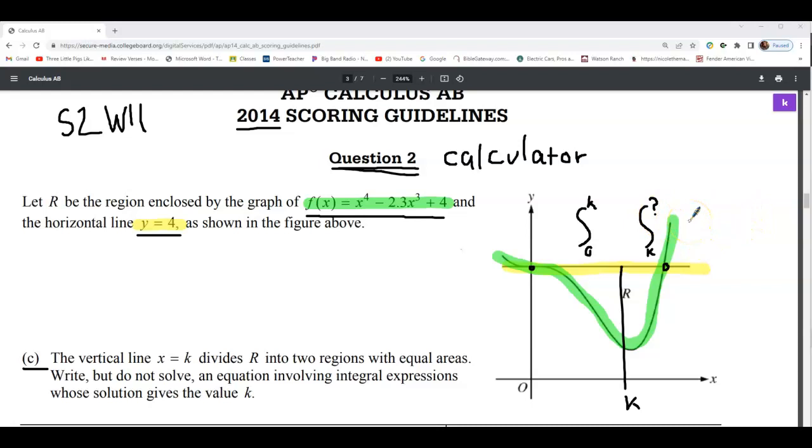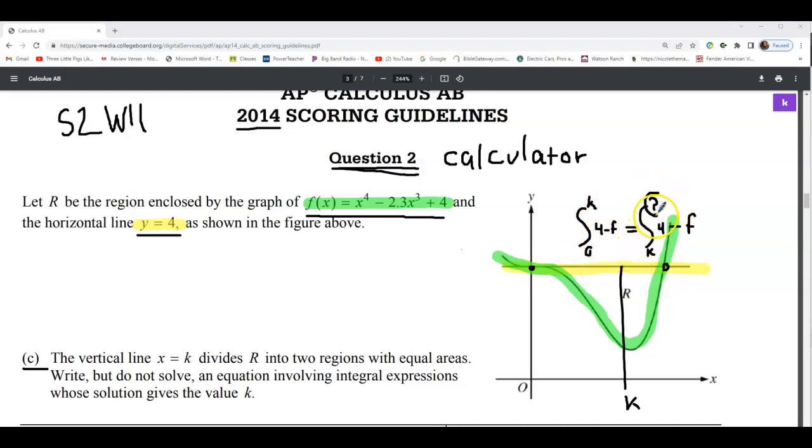And then finally, you also want to be aware of how to set up your integral. Remember, it's top minus bottom. So in each of these areas, the yellow one is on top of the green one here. So it's going to be 4, that's the yellow one, minus f, which is the green one. And since these two areas are equal to each other, what we'll do is we'll just put an equal sign in between them. And that's an equation, because we have an equal sign. That's an equation that involves integral expressions.